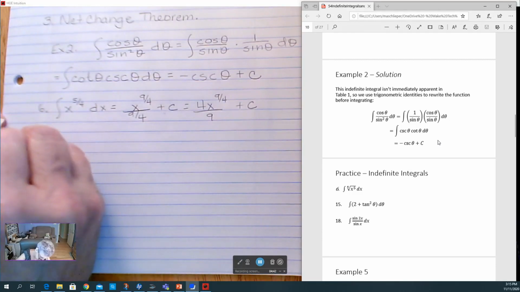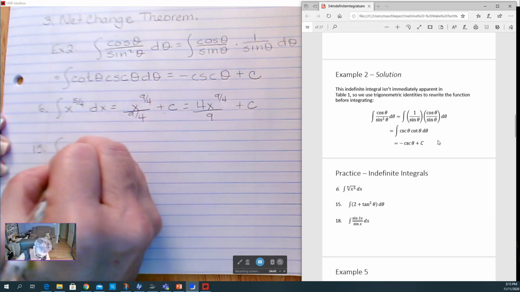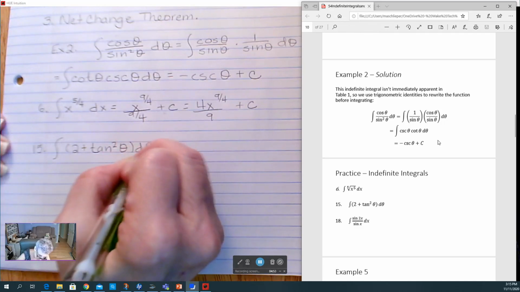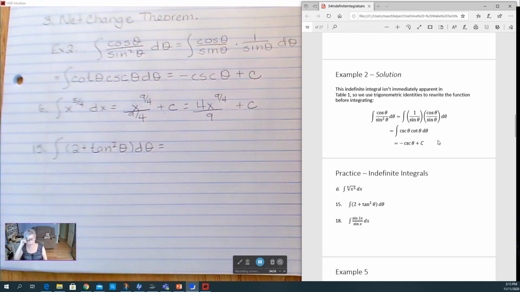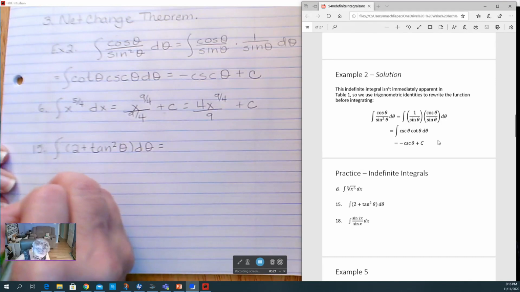Let's see, number 15. The integral of 2 plus tangent squared of theta. So first thing you think, well, is tangent squared the derivative of something? It's not. Secant squared, however, is the derivative of tangent. And if we think about Pythagoras, we can rewrite tangent squared as secant squared plus or minus 1.